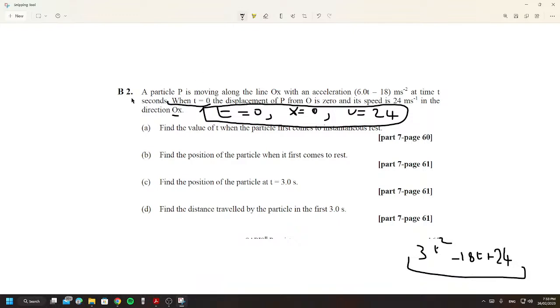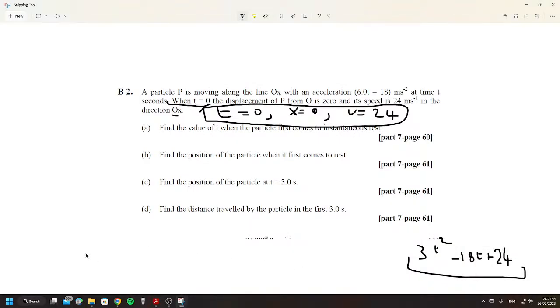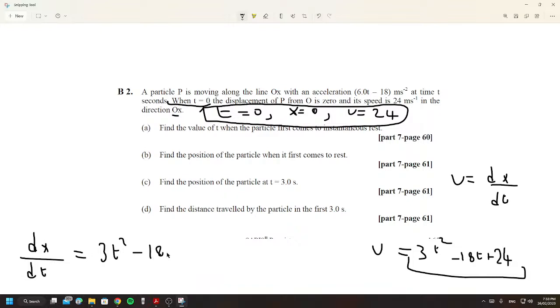So find the position of the particle. That's going to be 3t. Okay, so find the position of the particle when it first comes to rest. So we know this is equal to v. We know v is equal to dx over dt. We want position, so we're going to have to integrate. So dx over dt equals 3t squared minus 18t plus 24.